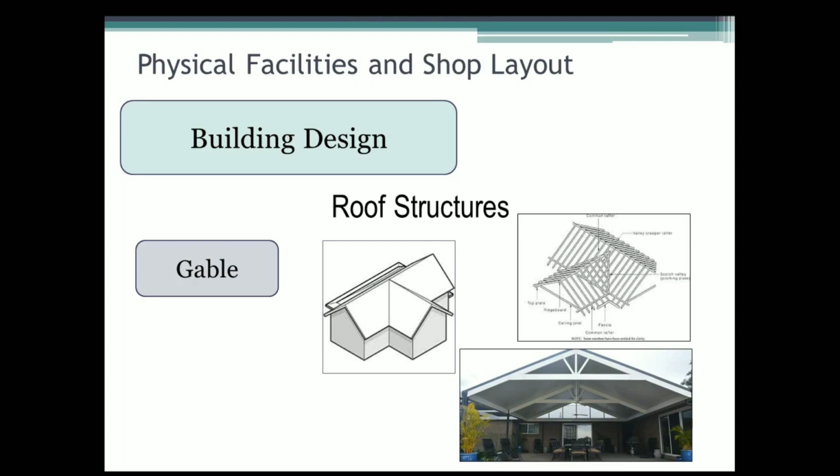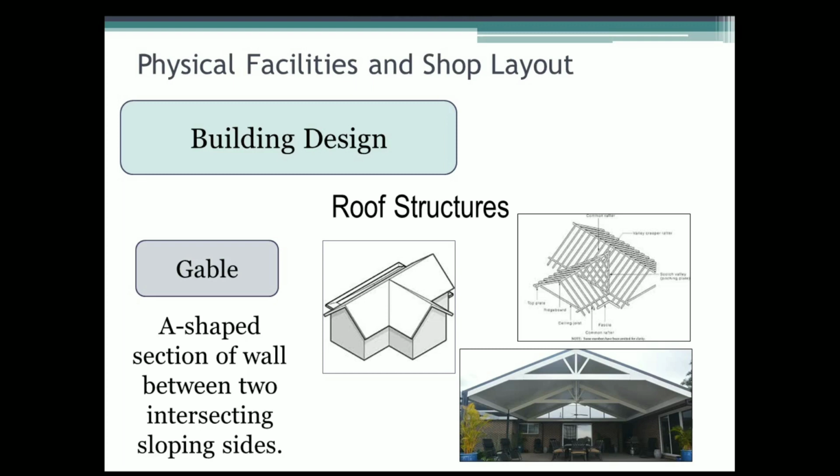Next, we have the gable. Gable roof structure is an A-shaped section of a wall between two intersecting sloping sides. Pwede yung each side pwedeng equally divided yan, or pwede rin naman yung isa mas mababa kumpara sa isa. Gable roof, yan yung mga bata, pag mga bata tayo, yung commonly na dinodrawing natin kapag nagdodrawing tayo ng roof. Okay, yun yung parang A-shape.